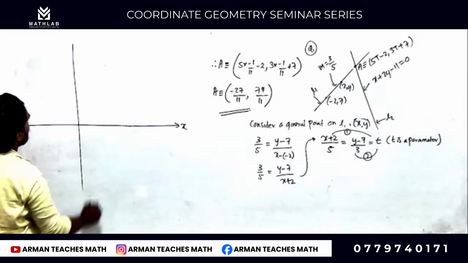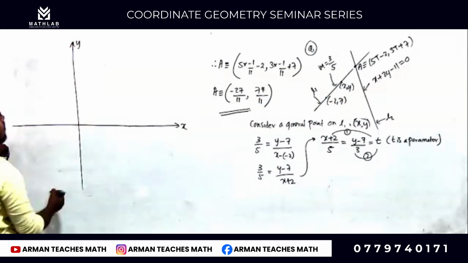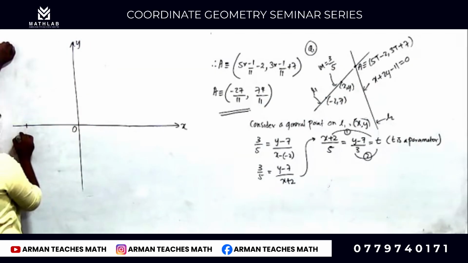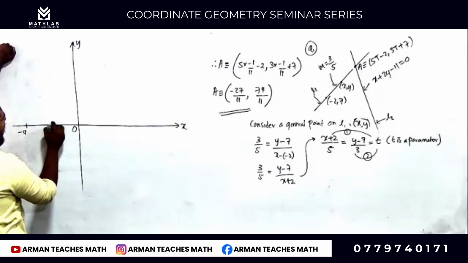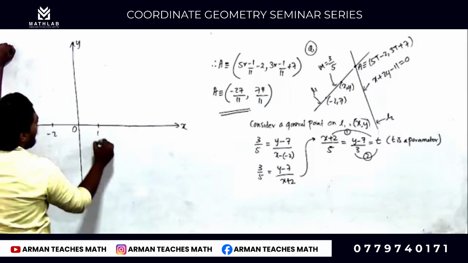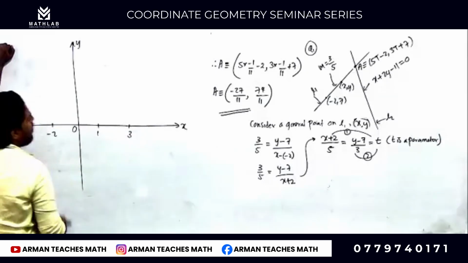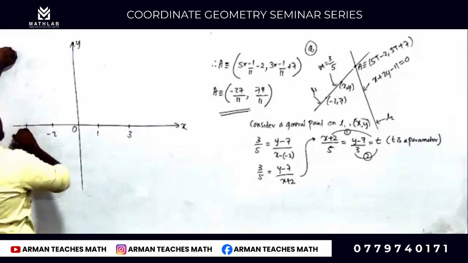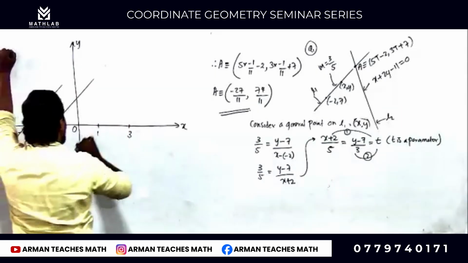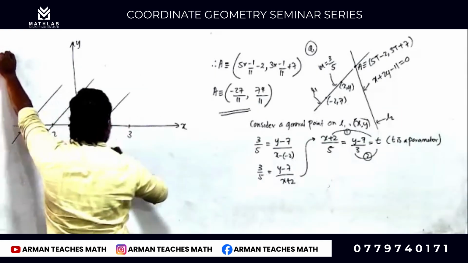X-axis, y-axis, origin. So let's say at -4 and at -2, at 0, at 1, at 3, crossing these points, we have straight line segments like this, which are parallel to each other.